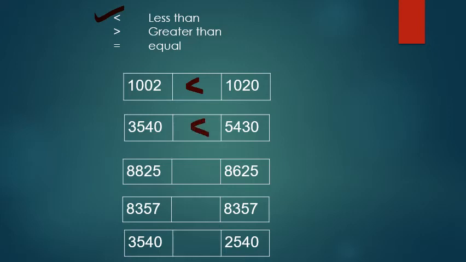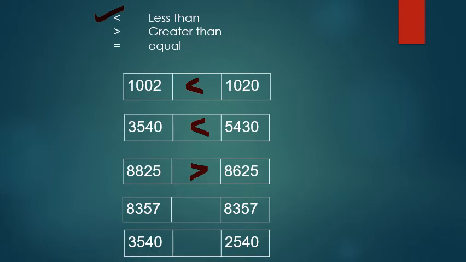In third question, number is 8825 and right side 8625. So compare leftmost digit, that is 8. 8 is same in both numbers. So we will compare 100 place digit, that is 8 and 6. So 8 is greater than 6. It means 8825 is greater than 8625.